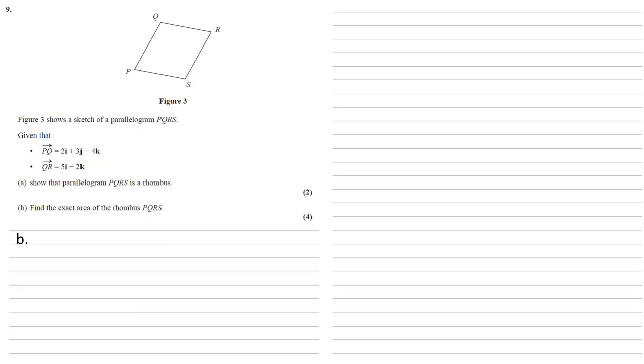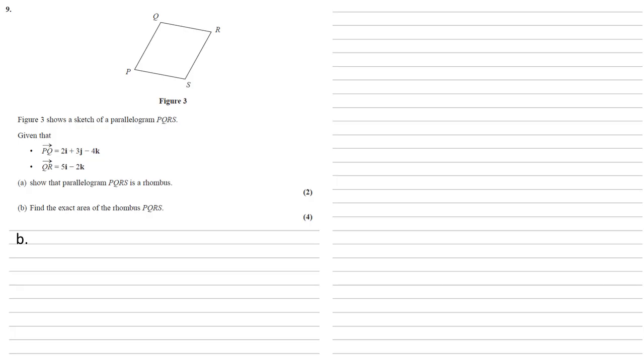Part B, we need to find the exact area of the rhombus PQRS. And there's more than one way to do this. We could use a cosine rule, but what I'm going to do here is we know that on a rhombus, the diagonals cross each other at right angles. So PR is at right angles to QS. So therefore we've got a quadrilateral, we've got two perpendicular dimensions. If we times these together on a rhombus, we would end up with twice the size of the rhombus. So we're going to find the magnitudes of PR and QS, multiply them together and half it. This will give us the area of the rhombus.